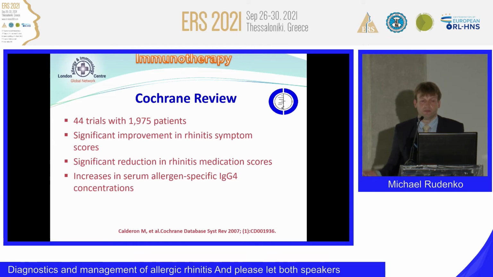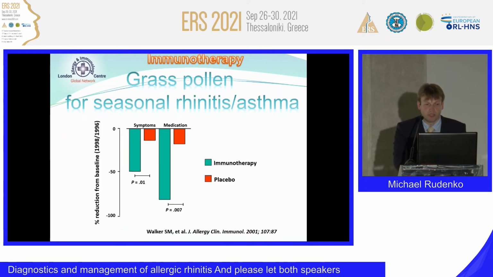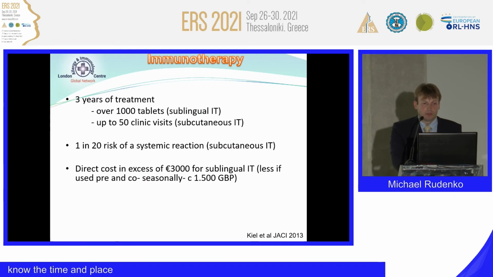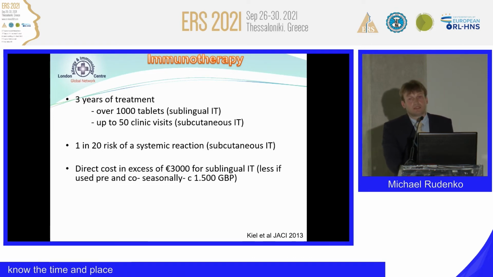So we can see from the Cochrane review that the treatment improves the symptom score and medication score, and the mechanism is an increase in blocking antibodies of immunoglobulin G4. It was shown to be effective in pretty old clinical trials. As for what is needed for this treatment, it's a pretty long-lasting treatment.